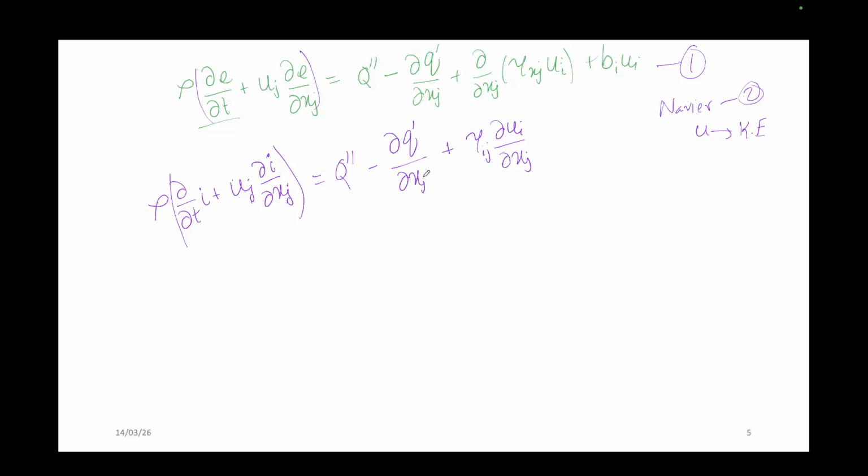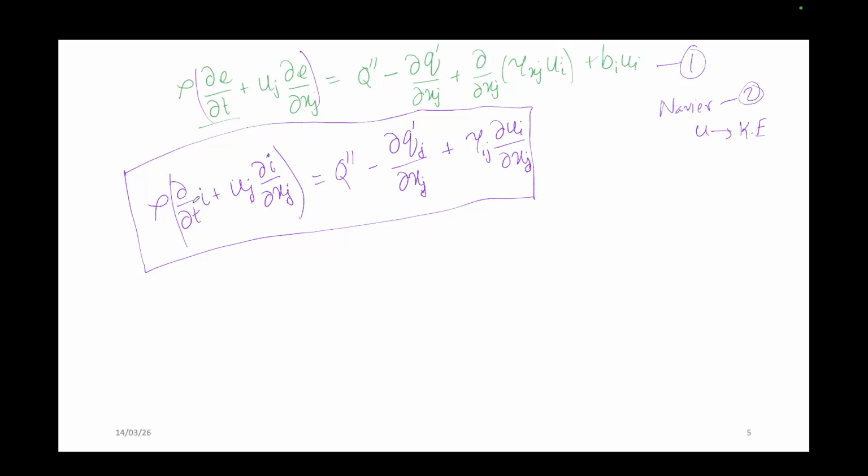Okay, this thing I have forgotten to do. This is j. This is also j. So this is your final form of the equation. So now it is important to understand what this equation indicates. Why is it important to understand this equation?